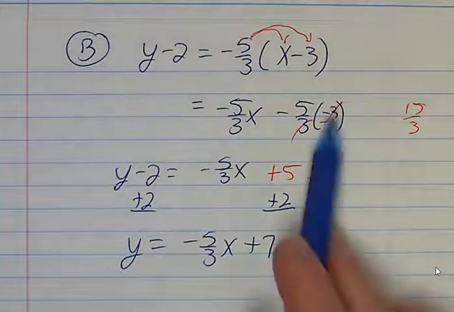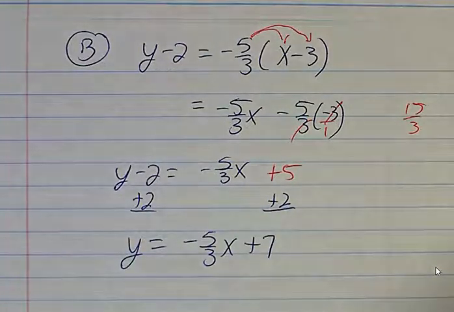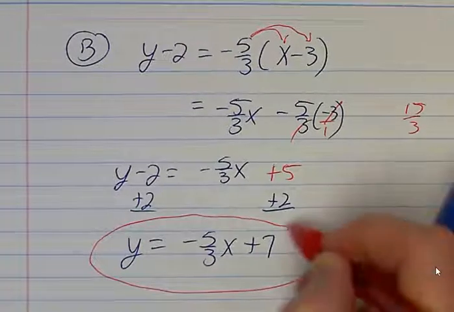Okay, so once we've got this cleaned up down to the 5, we've got to get rid of this negative 2, so we're going to add 2 to both sides. And that will be the answer that we're looking for for the B part.